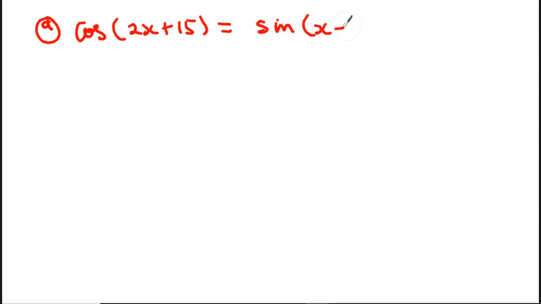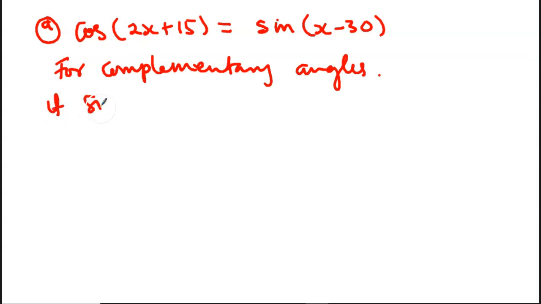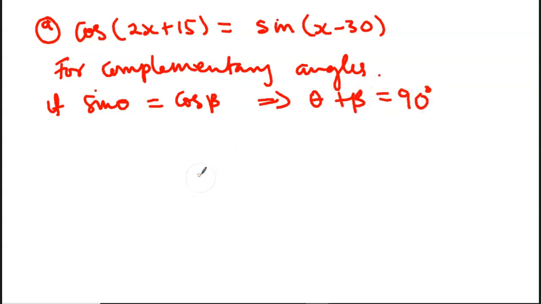The first one, that's the A part: cos(2x + 15) is equal to sin(x - 30). There are two ways of solving this question, and I will show you both methods. For complementary angles, if sin theta is equal to cos beta, then it implies that theta plus beta is equal to 90 degrees. That is one.